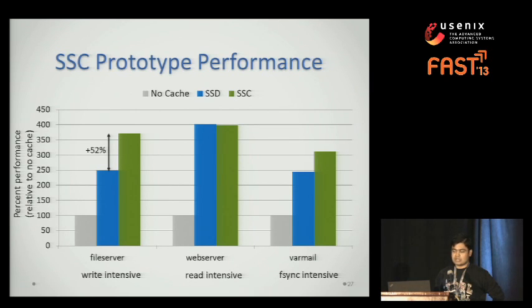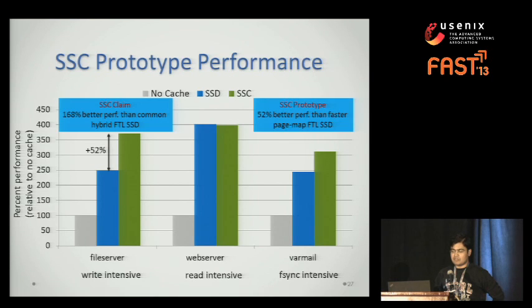And what we found was, as we projected earlier, we were still able to get performance improvement over using SSDs as a block cache by introducing these new commands and making the device more intelligent about clean and dirty data during the garbage collection process. The performance difference between the SSD and the SSC prototype reduces from the earlier projection of 168% to 52%, but that is primarily because we are now using a faster page map FTL rather than the most commonly available hybrid FTL.